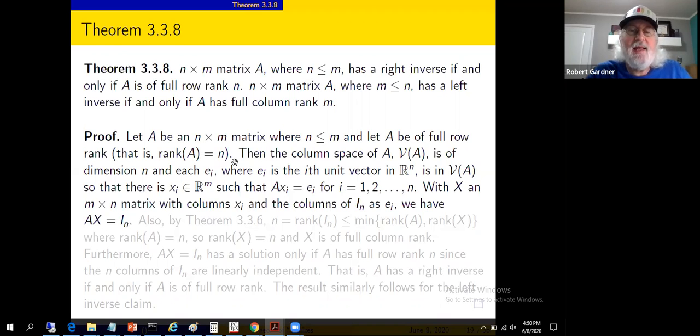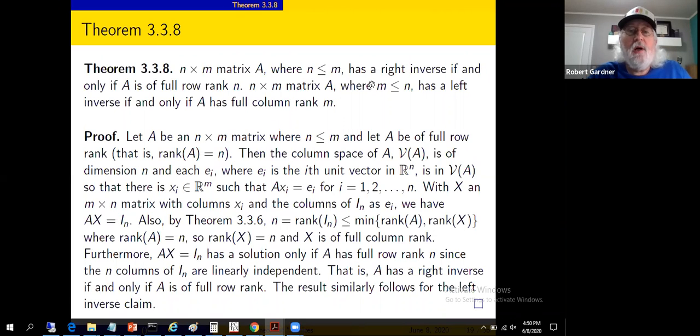So we've shown that if A is of full row rank, then such a matrix X exists. That is, A has a right inverse. All right, subtly different from what we did before. We were talking square matrices in that previous conversation. Now, not necessarily square, but full row rank implies right inverse. And that's half of the first claim. We need to show the other half.